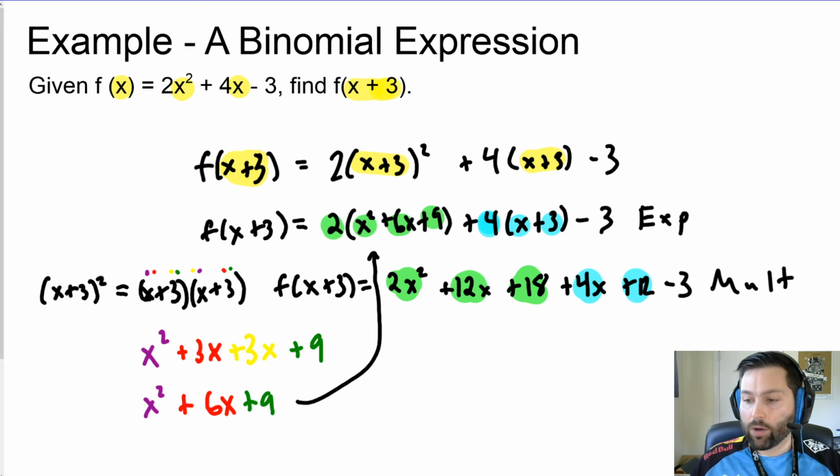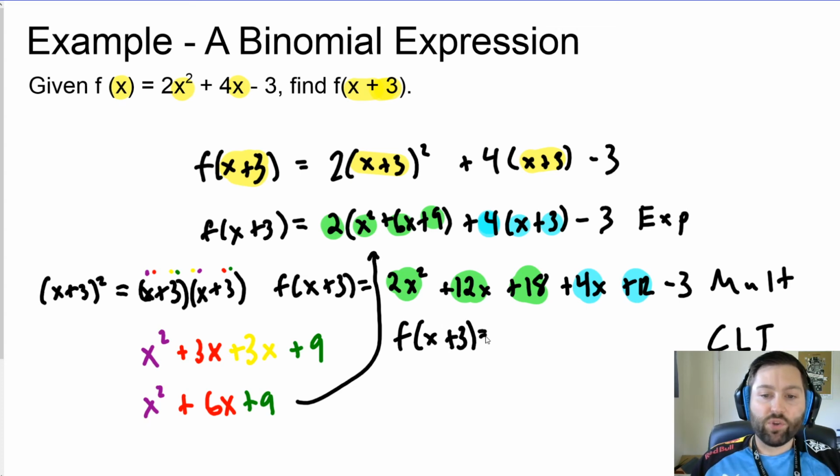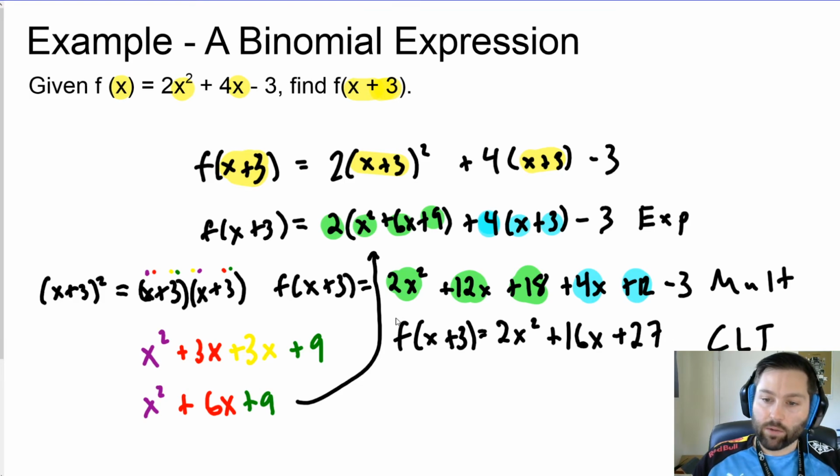So now I'm going to combine all my like terms, and we will be fully done with this. So f of x plus 3 equals, there's only one 2x to the second power. There's only one x to the second power anywhere. So it's 2x squared. I have 12x plus 4x, which is plus 16x. And then I have 18 plus 12 is 30. Take away 3 is positive 27. So there is my completed evaluated function.